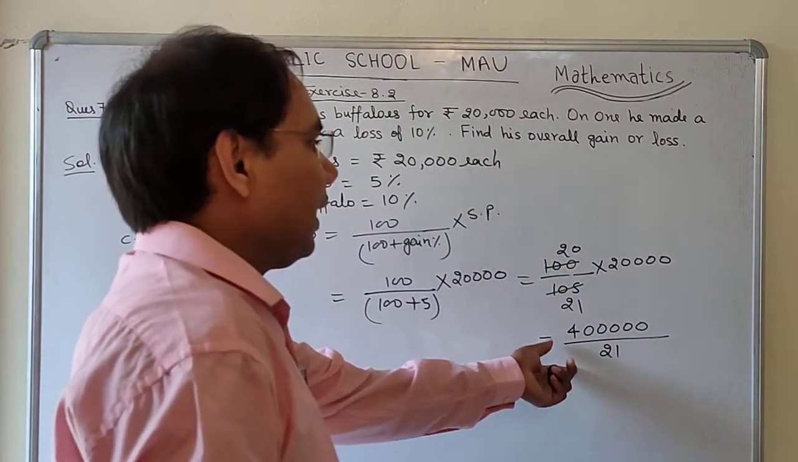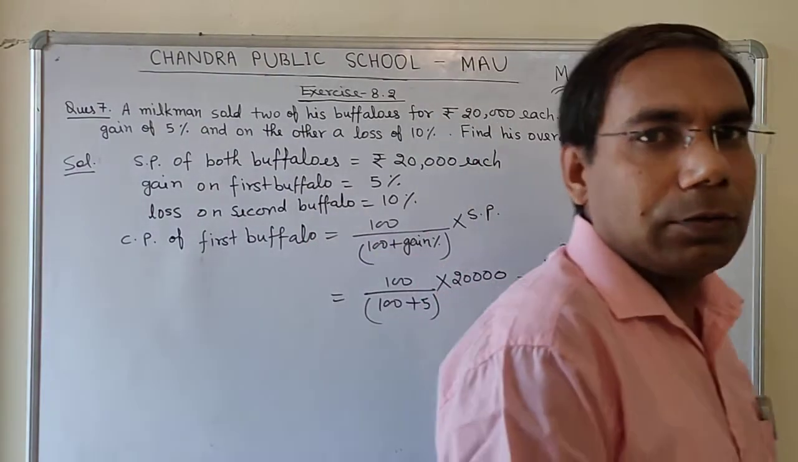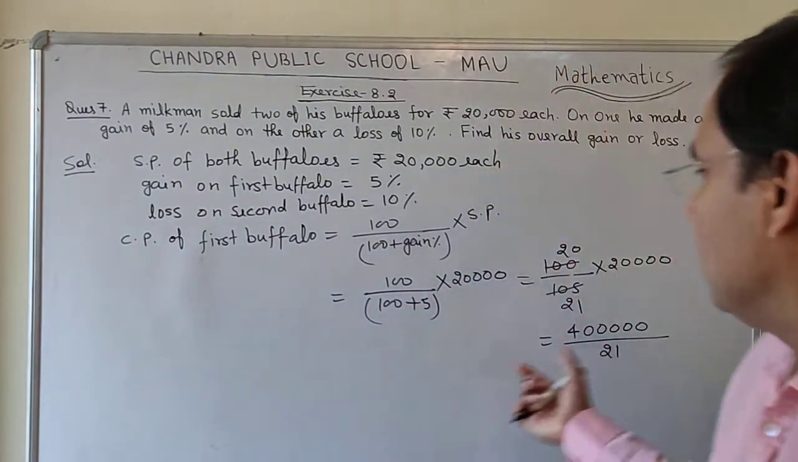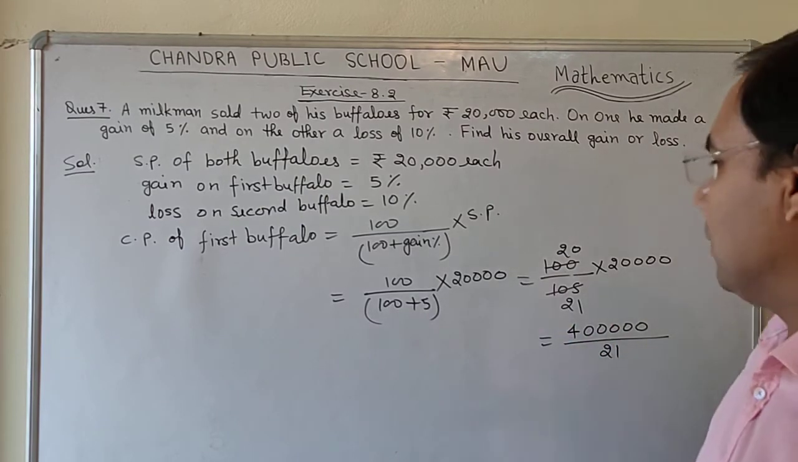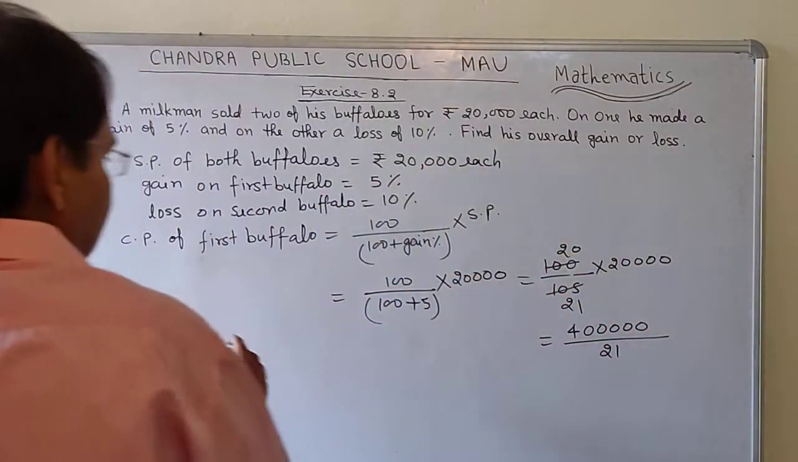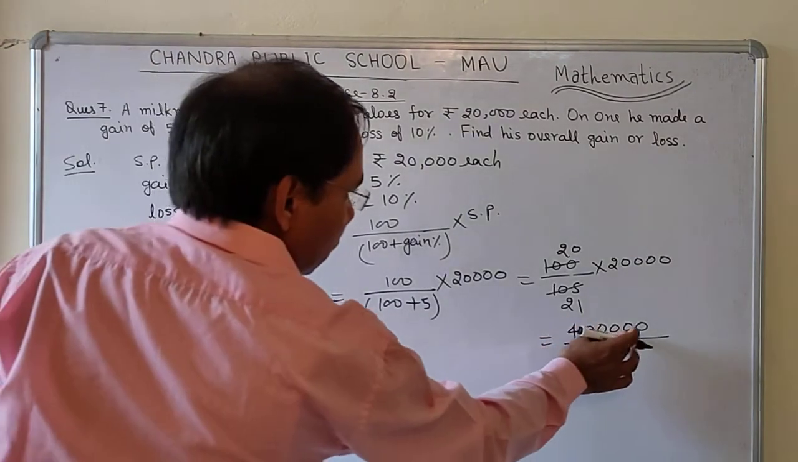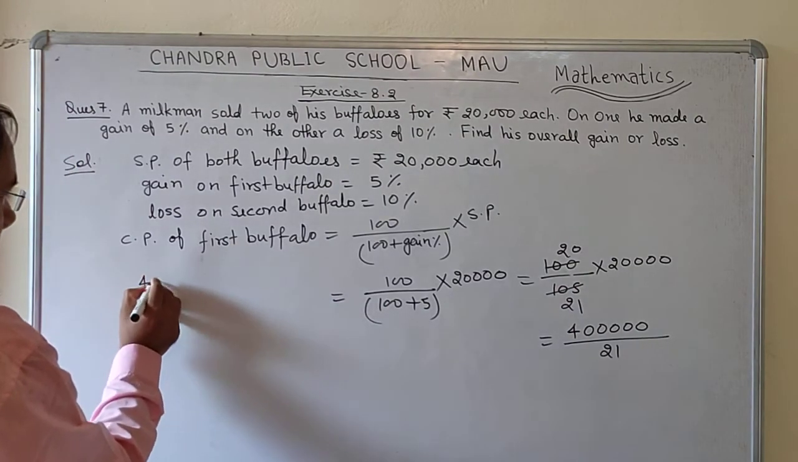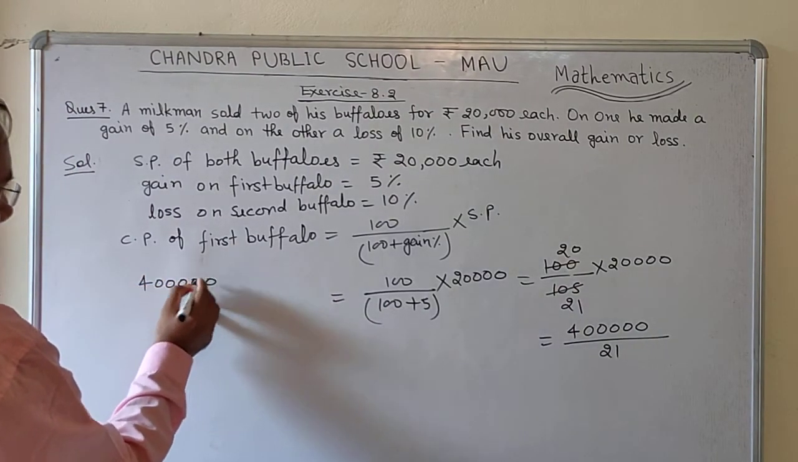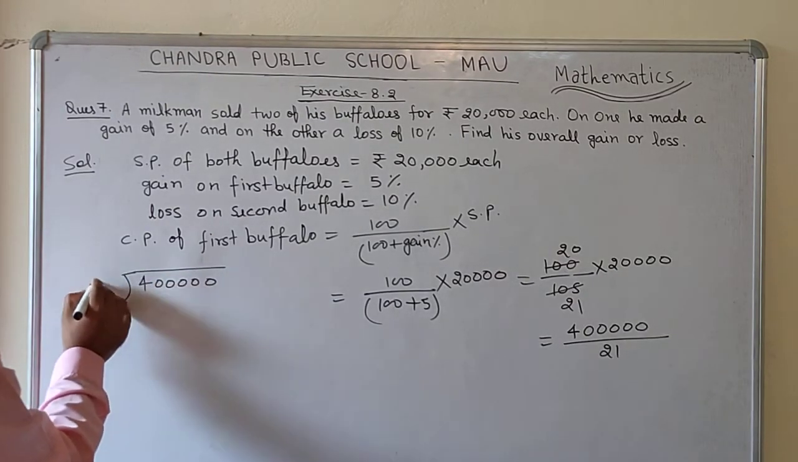Now it is not going to cancel, so it is better to convert it into a decimal. You need to divide this value and find it up to 2 places of decimal. So here I am going to divide 4 and 5 zeros, that is 400000, in the rough, divided by 21.